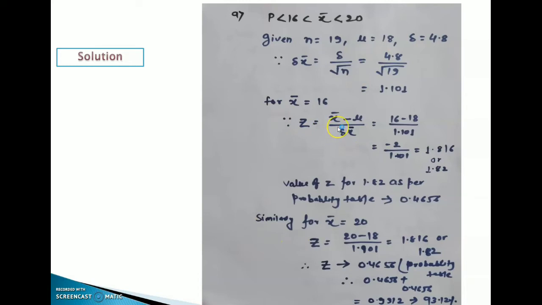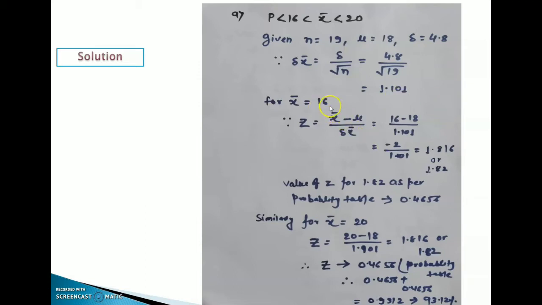We have one formula: sigma x bar is equal to sigma divided by square root of n. Here sigma is given as 4.8 and n is 19, so square root of 19. By calculating we get sigma x bar equal to 1.101.